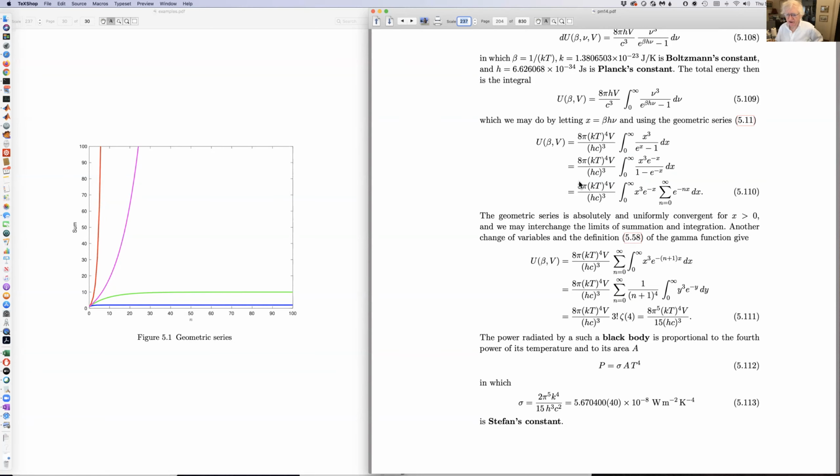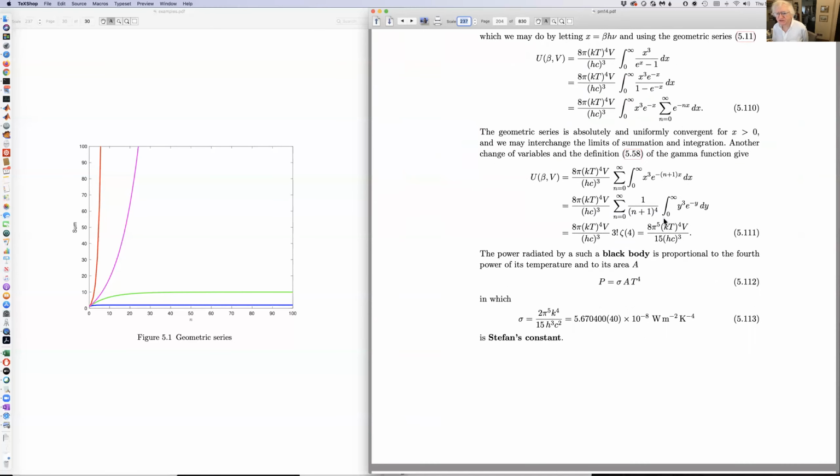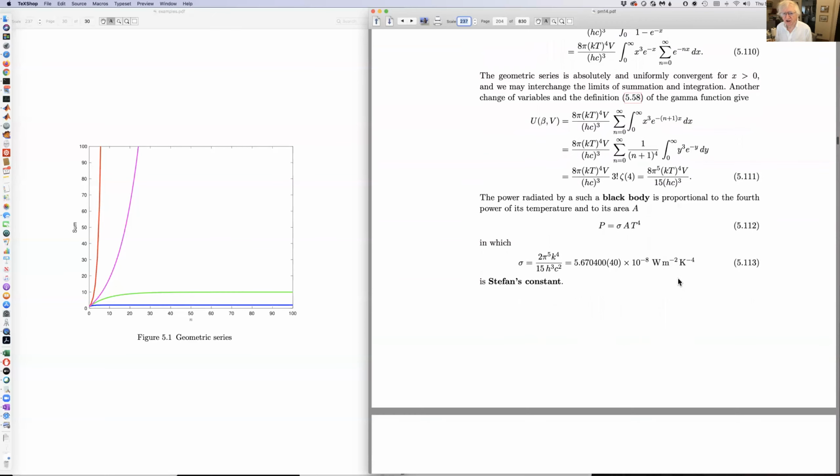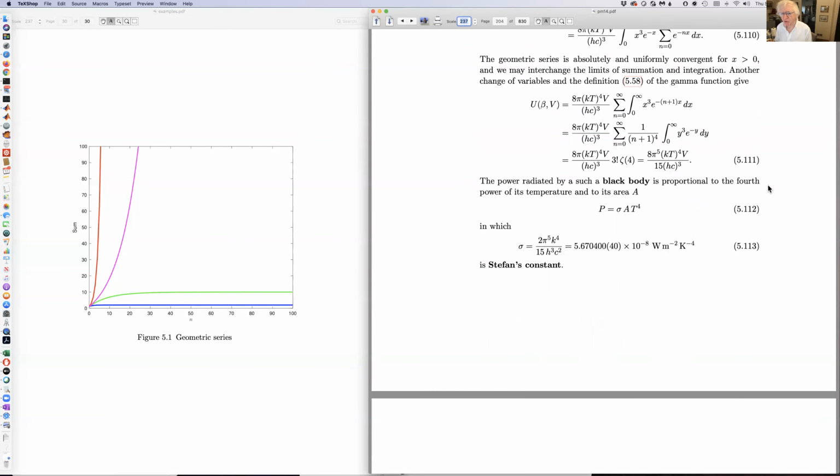So this is the Riemann zeta function. So you see how it comes about. And then this is the formula for the total power. And the power density, of course, you just divide by V and this goes away. The power radiated is proportional to the 4th power of its temperature and to its area. And what you find then is that P is sigma times the area times the 4th power of the temperature, where sigma is called Stefan's constant. And you can derive that from that.